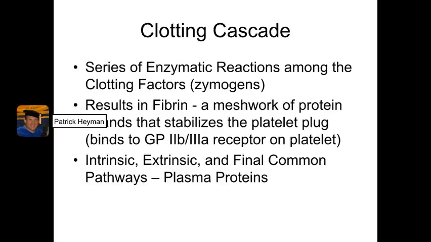One important thing to note is that all of these clotting cascades are proteins. So if there's protein malnutrition, there's going to be fewer of them, which in turn is going to lead to increased risk for bleeding.